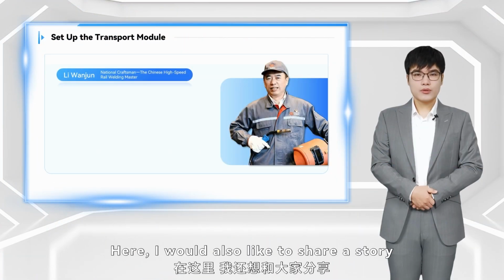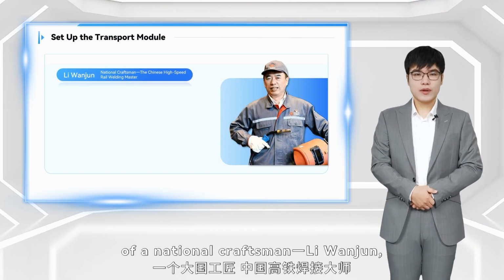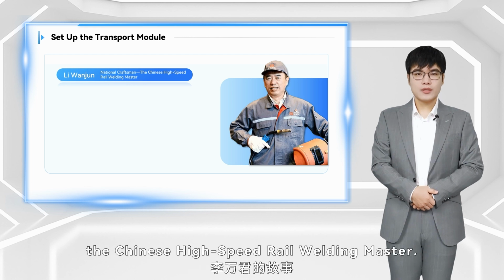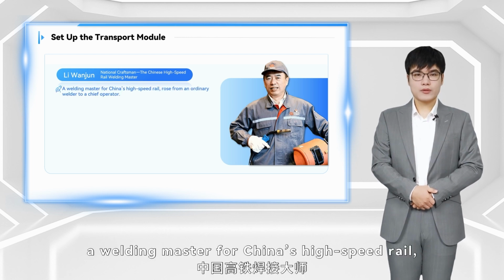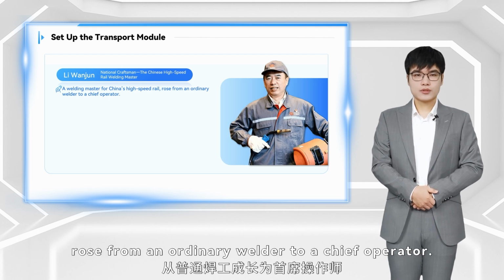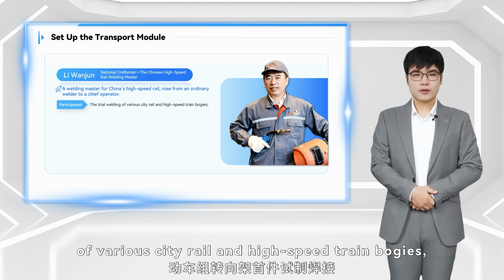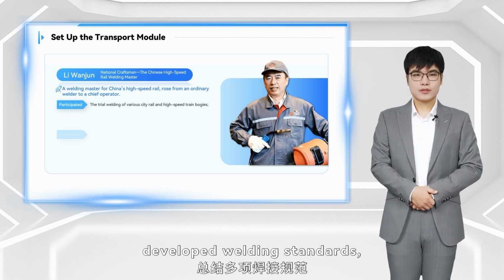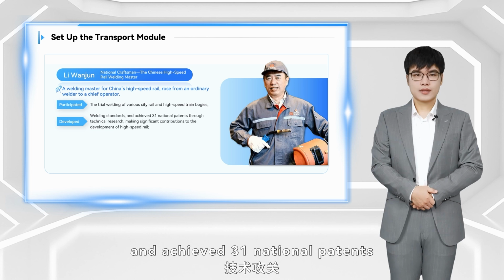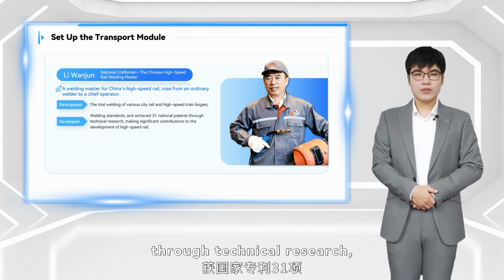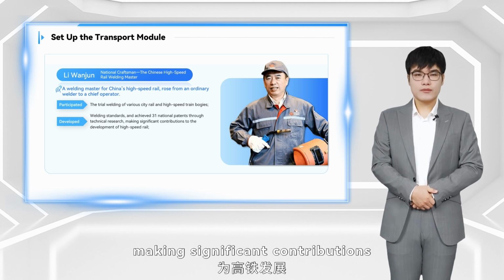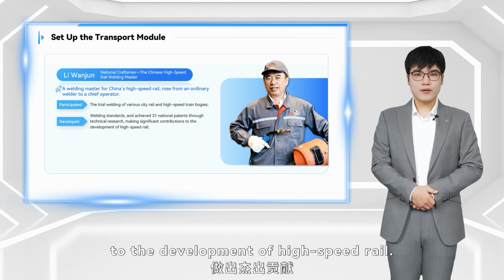Here, I would also like to share a story of a national craftsman, Li Wanjun, the Chinese high-speed rail welding master. Li Wanjun, a welding master for China's high-speed rail, rose from an ordinary welder to a chief operator. He participated in the trial welding of various city rail and high-speed train bogies, developed welding standards, and achieved 31 national patents through technical research, making significant contributions to the development of high-speed rail.